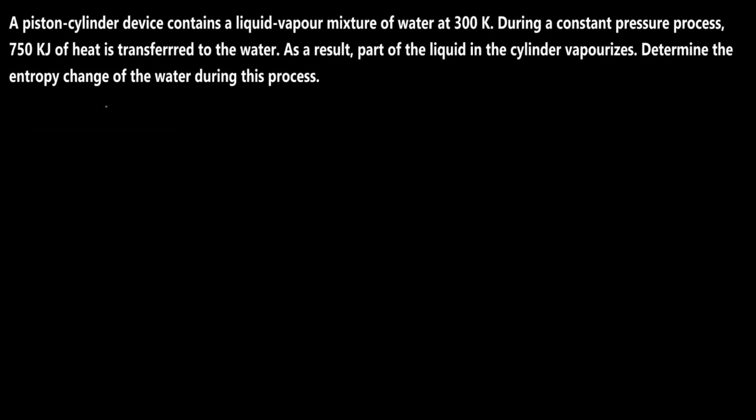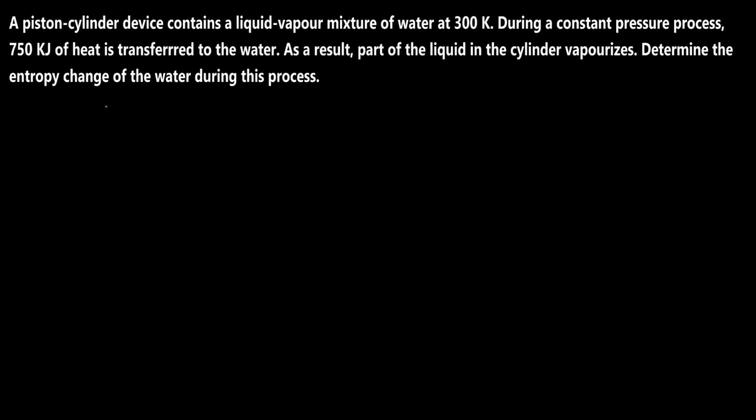A piston cylinder device contains a liquid vapor mixture of water at 300 Kelvin. During a constant pressure process, 750 kilojoules of heat is transferred to the water. As a result, part of the liquid in the cylinder vaporizes. Determine the entropy change of the water during this process.